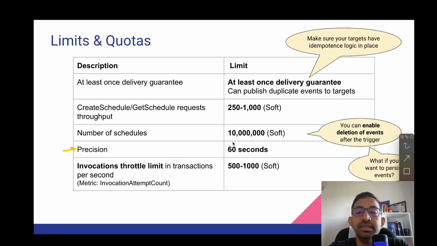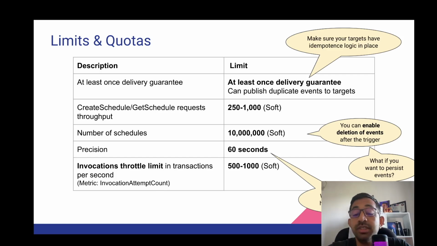So within this 60 seconds, it can deliver your event to the target. But what if you want high precision? In this case, you should probably use Step Functions. In Step Functions, you can define wait states. In the wait states, you can define exactly at what point the step function should continue after the wait time. So if you need high precision, you should probably go ahead with a different service like Step Functions.